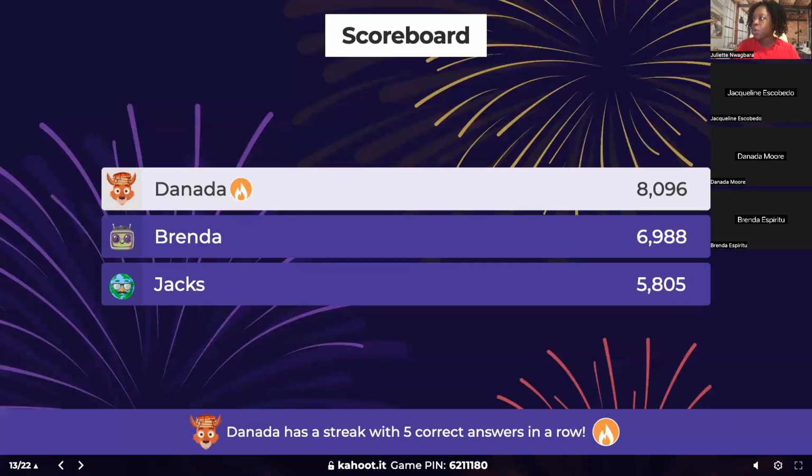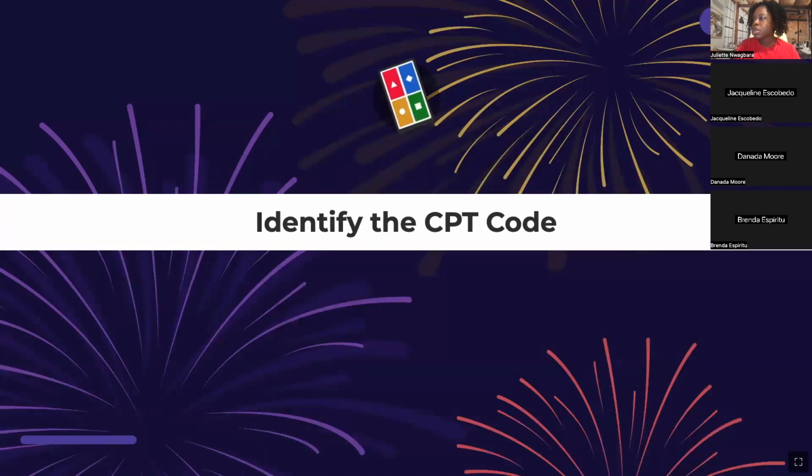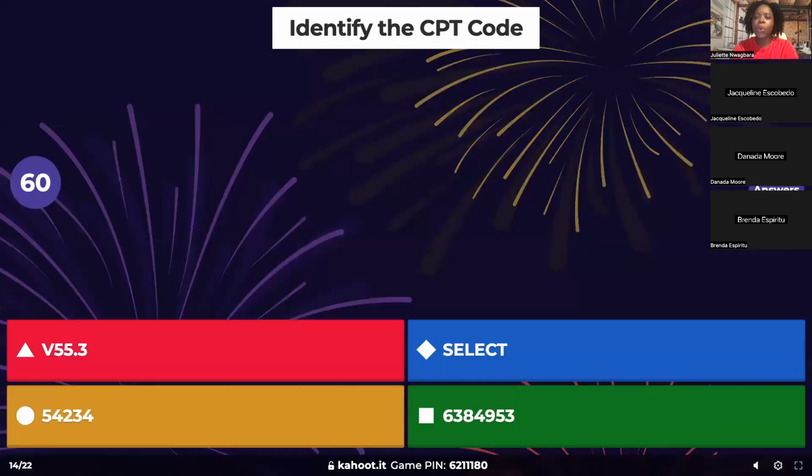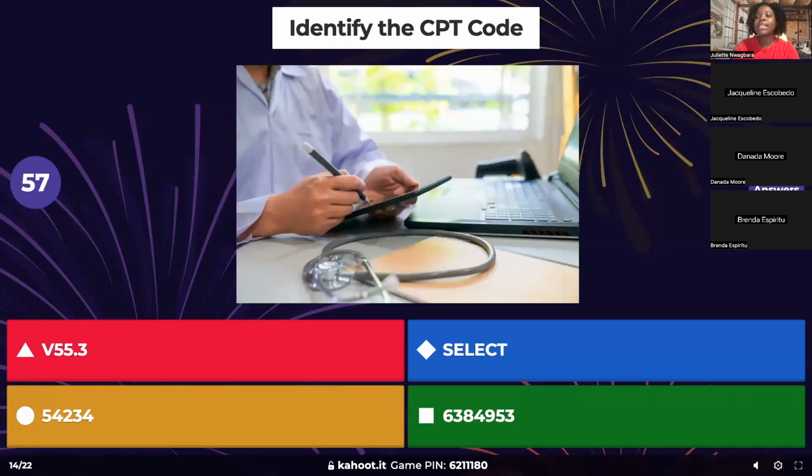All right, let's see if the score changed. All right, we're still in the same order here. Let's go. Identify the CPT code. Which one is a CPT code? 60 seconds.